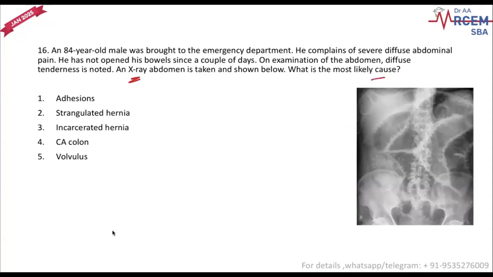The X-ray they have given, they have asked the most likely cause. X-ray is suggestive of a small bowel obstruction because it is more centrally placed. The commonest cause for small bowel obstruction is adhesions, followed by hernia.